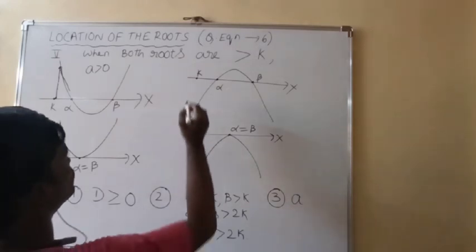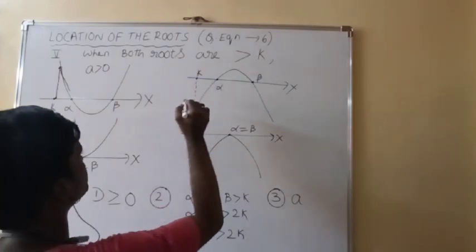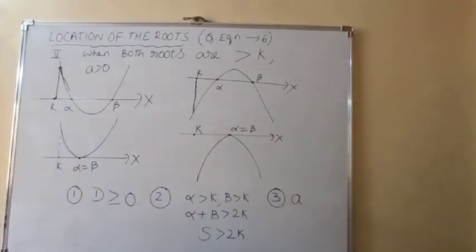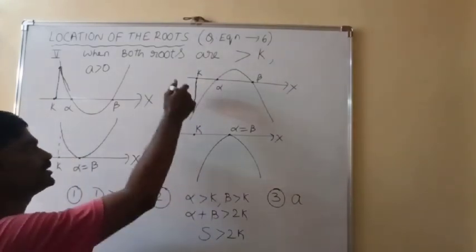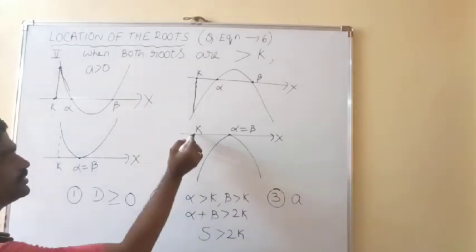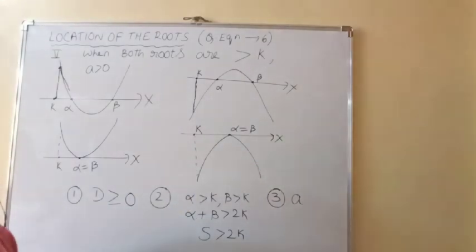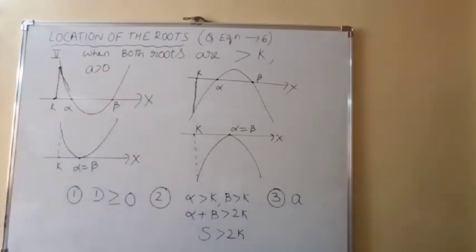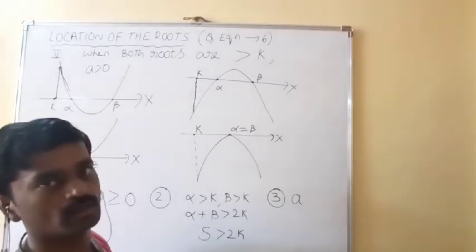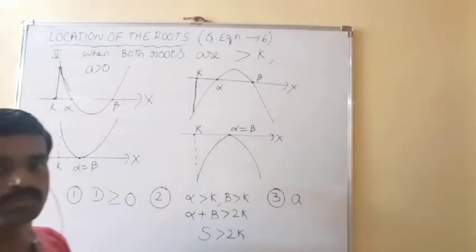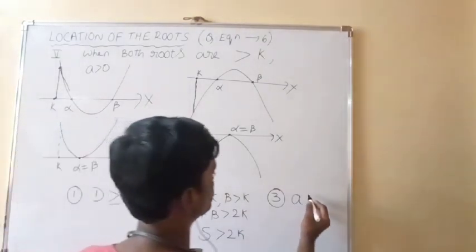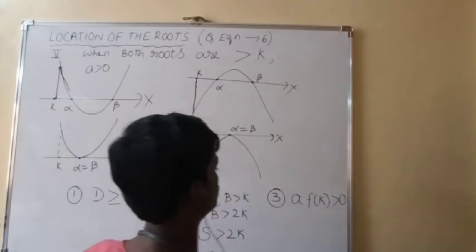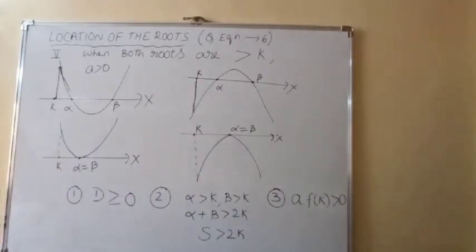But when A is negative, here what happened? At x equal to k, the graph is below the x-axis. So the value of the function at k is negative. So when A is negative, f of k is negative. So you observe, when A is positive, f of k is positive; when A is negative, f of k is negative. That means in both cases the product is positive. So we have A into f of k is positive. So these are the three conditions.